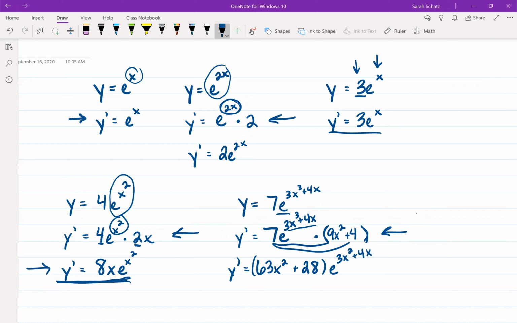Yep. So we got the 9 by using the power rule. So we had the 3x cubed. Remember the derivative of that: the 3 stays because it's a coefficient, and then you bring that other 3 down. And so that's how we got that 9 with our x squared.